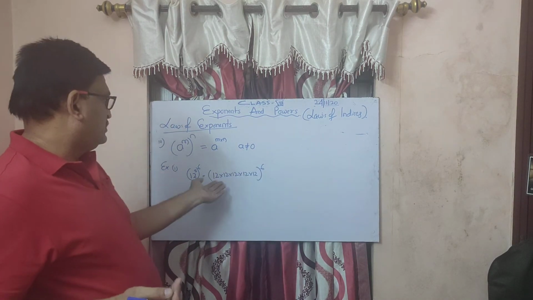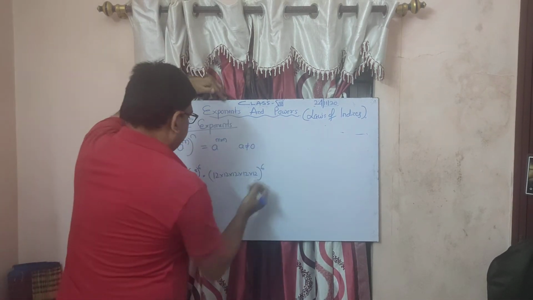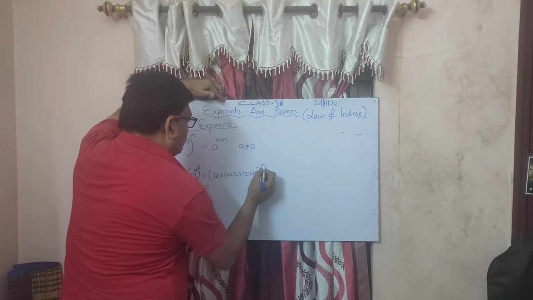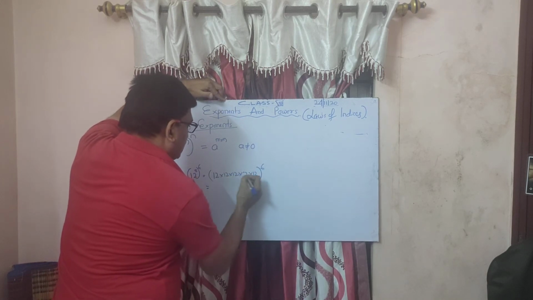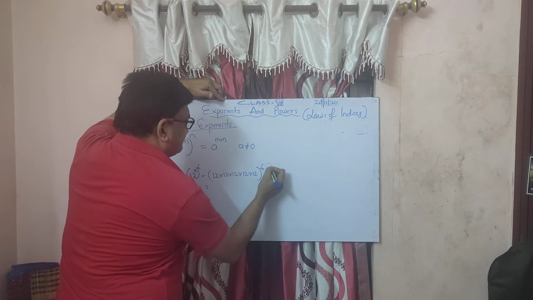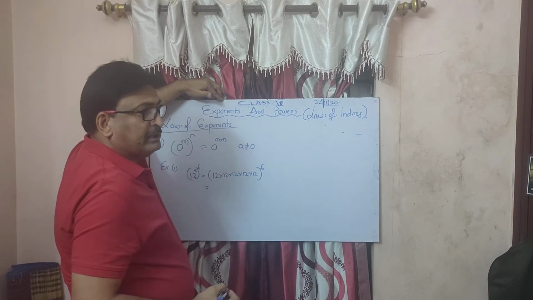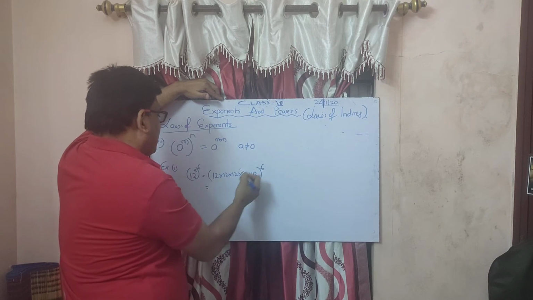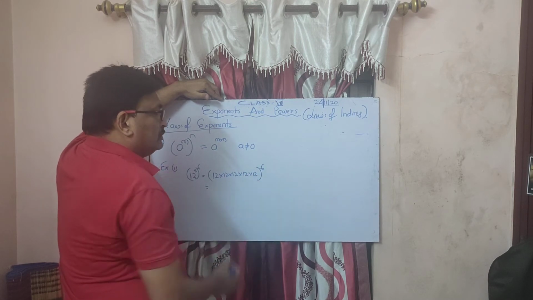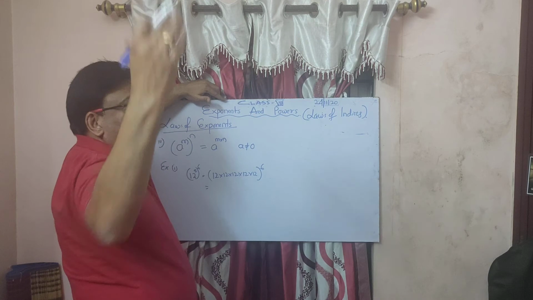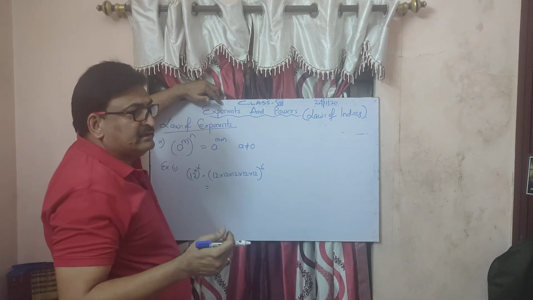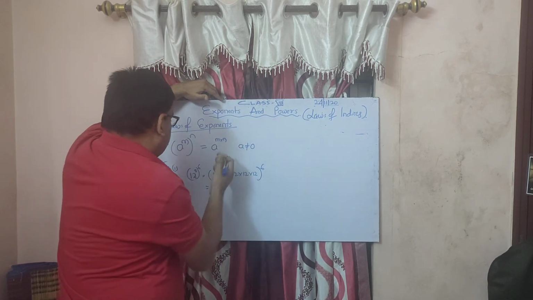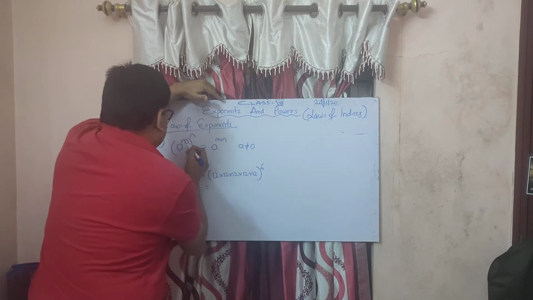Now again, for each of these you have to write 12 six times, 12 six times, 12 six times, 12 six times, 12 six times. So very difficult. You have to write 12 thirty times. Very lengthy one.